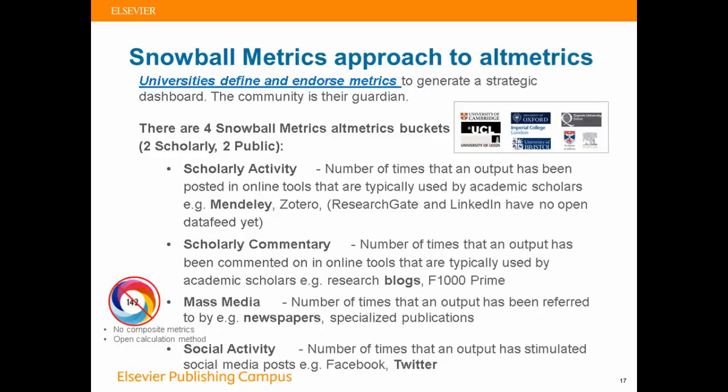The second group is scholarly commentary, and those are the ones that mention your article in online tools typically used by academic scholars like blogs, or a field like F1000 Prime. That's a kind of selection of specific articles that get an extra review. And they're important because that shows that they are high quality articles.